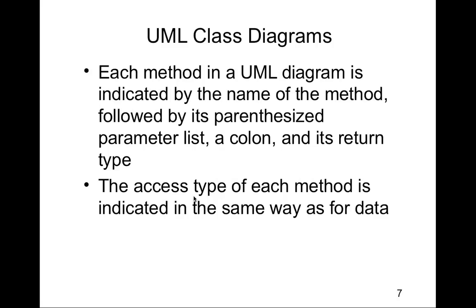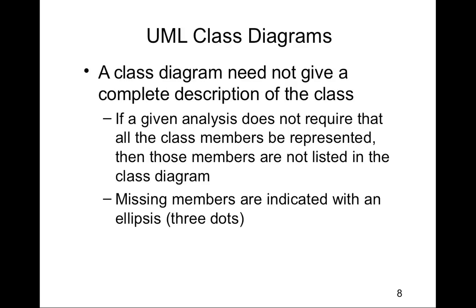So in terms of the diagrams, each method in the UML diagram is indicated by the name of the method, followed by a parenthesized parameter list, a colon, and its return type. Sounds very Smalltalk-like. The access type of each method is indicated in the same way as the data is, and we're going to see a diagram in a few minutes that puts it all together for you.